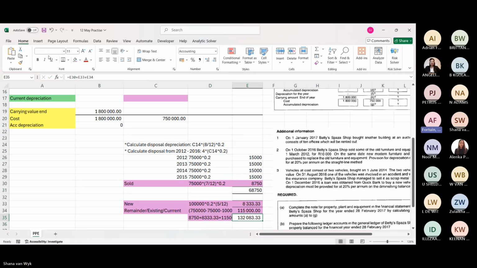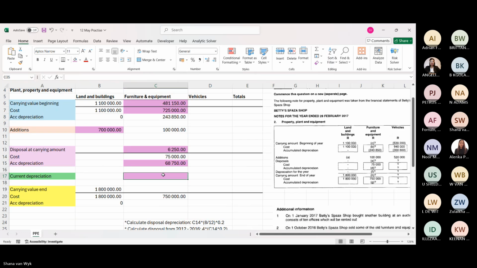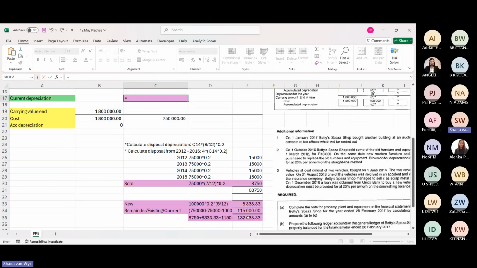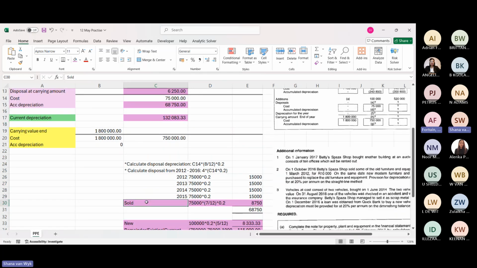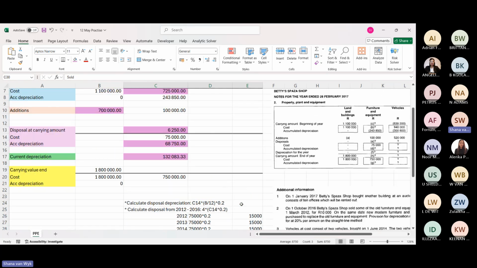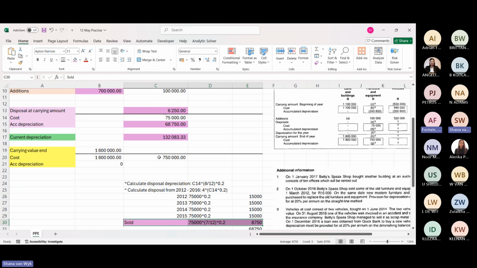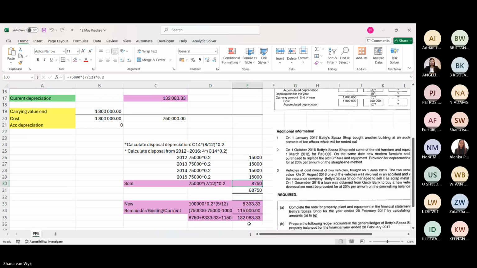Any questions now? Why do we add the sold depreciation? Because it's only that current year. It's the last portion of the current year. Sorry, you're right. Okay.